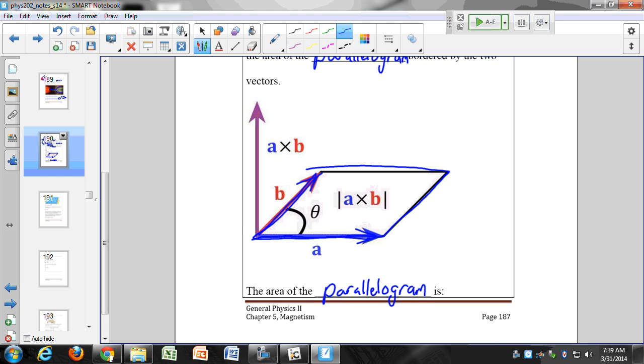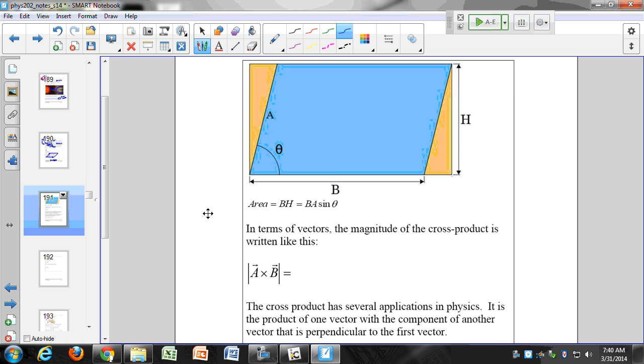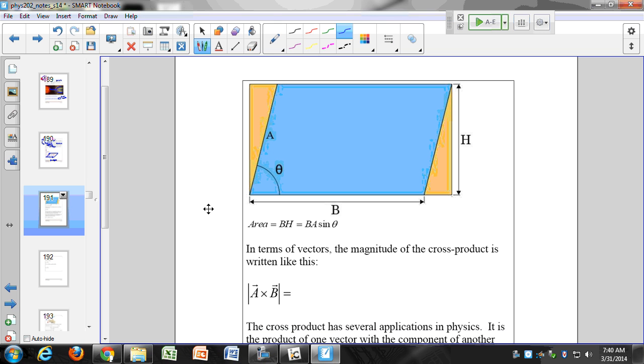Can I go down to the next page? I'll give you a second. But mathematically, the vector product, or the cross product, is the area of this parallelogram. And then we can find the area of that parallelogram. It looks like this. It's just the base times the height, but the base times the height is going to be dA sine theta.